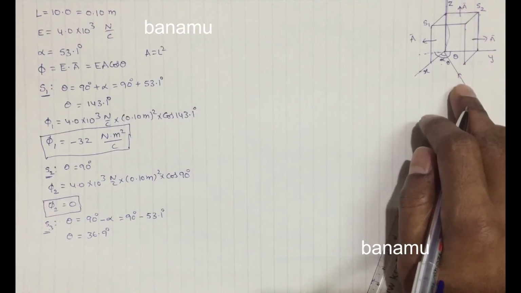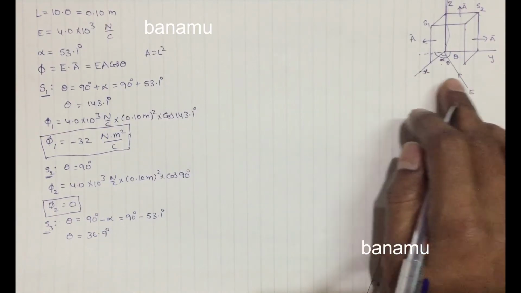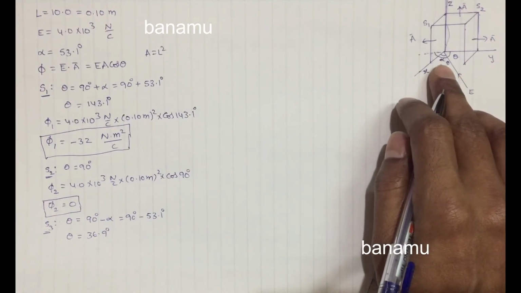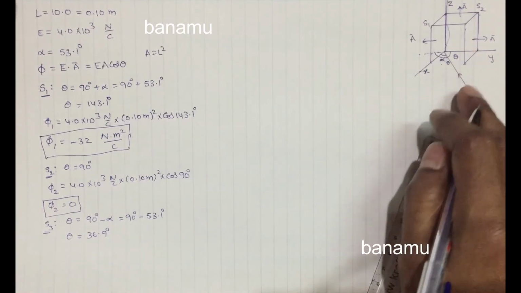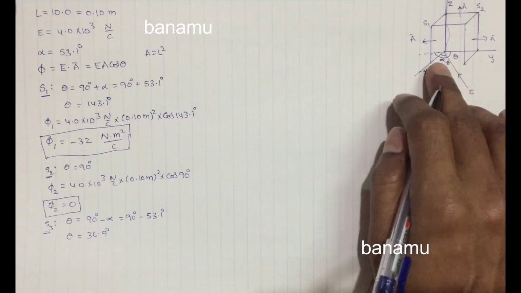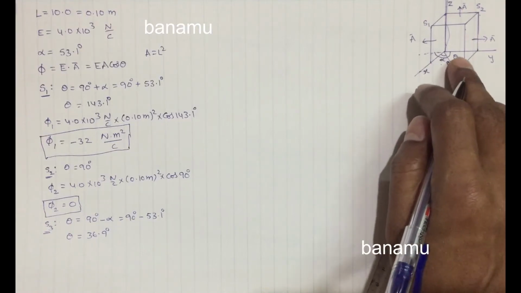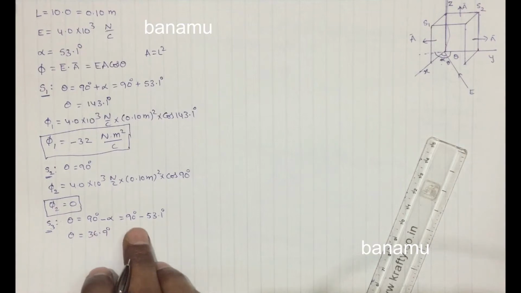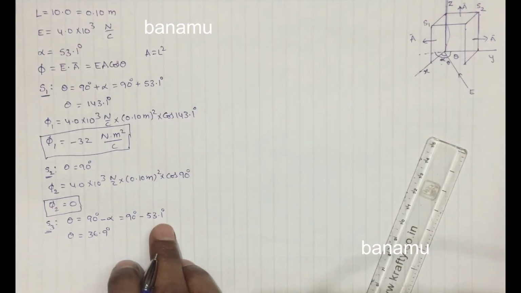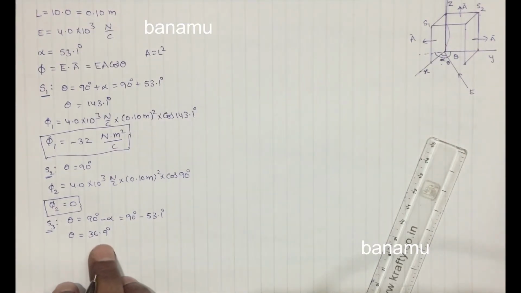This is because the electric field is along the xy plane. The angle between the x axis and the electric field is alpha, and the angle between the y axis and the electric field is 90 minus alpha. So theta is equal to 90 minus alpha, or 90 minus 53.1 degrees, which is equal to 36.9 degrees.